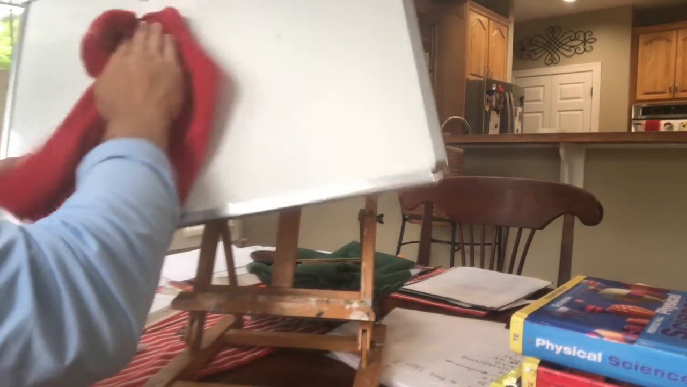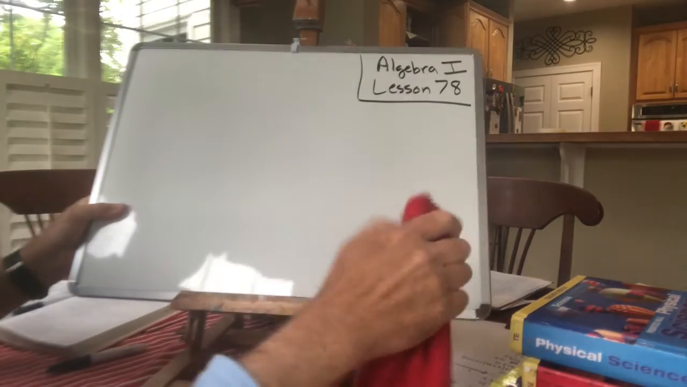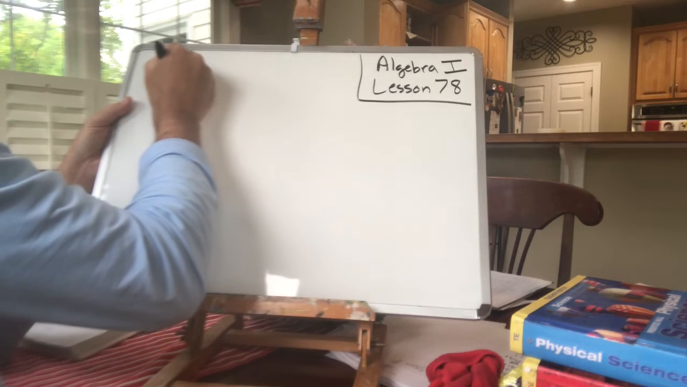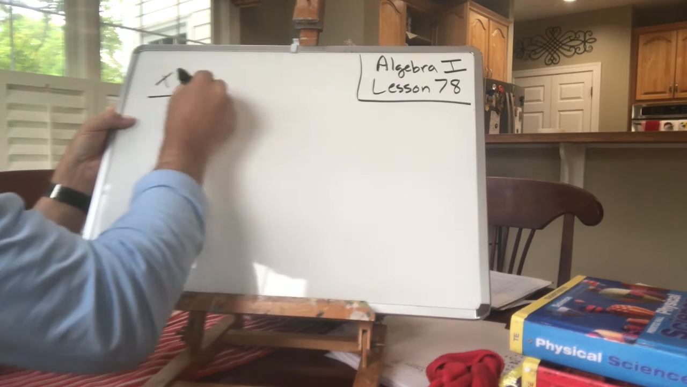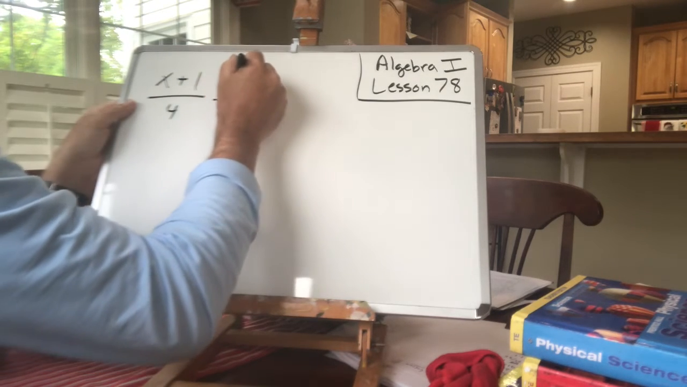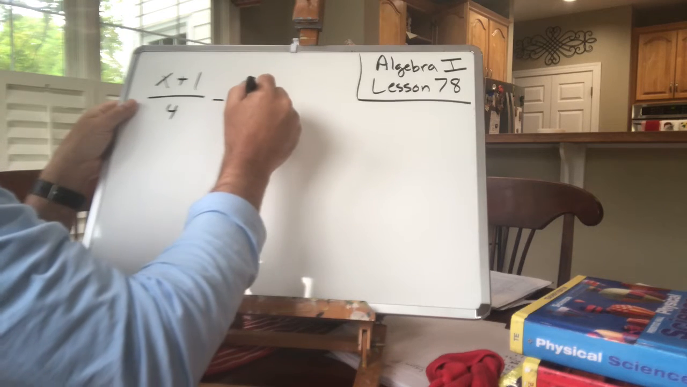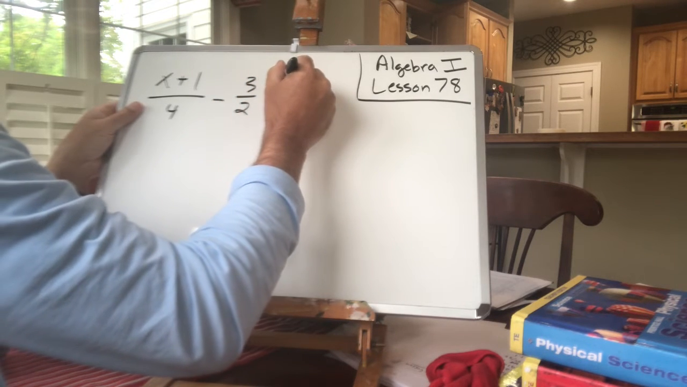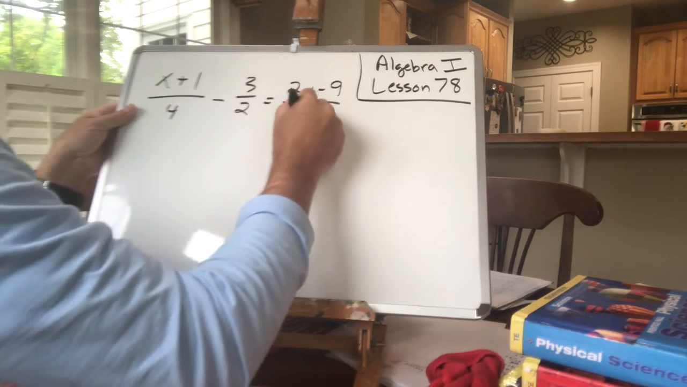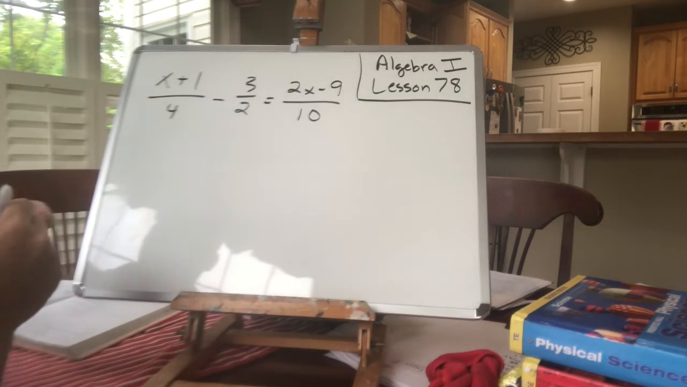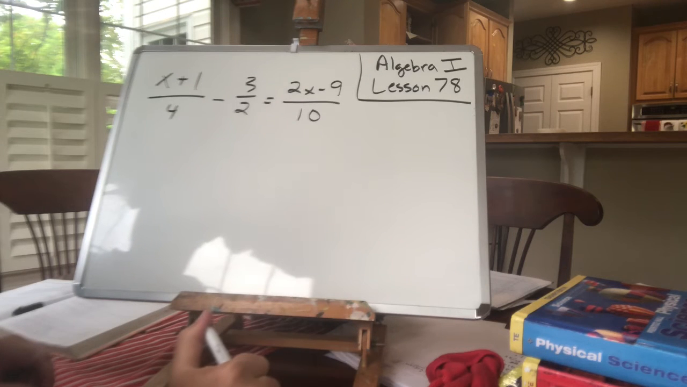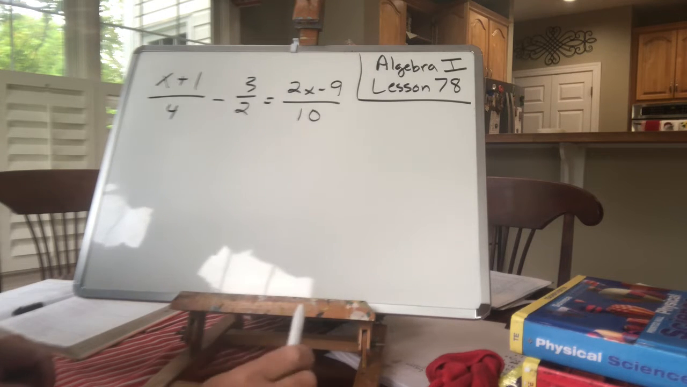All right, one more example. It's the last example that they give us for this lesson. It is x plus 1 over 4 minus 3 halves equals 2x minus 9 over 10. Okay, so I need to find the least common multiple of 4, 2, and 10, right? What is it going to be? It's going to be 20.